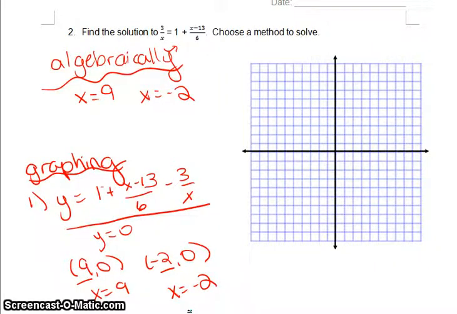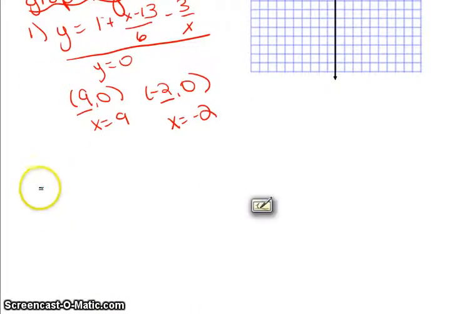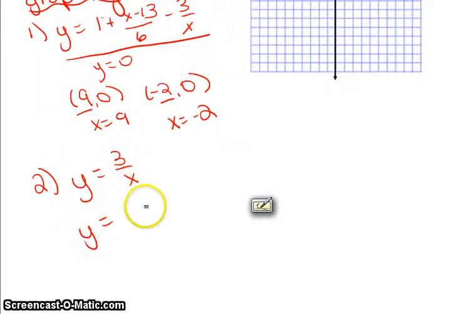For the next, our second option for graphing is when we graph each side independently or individually. So we have y is equal to 3 over x, and y is equal to 1 plus x minus 13 over 6. So you're going to graph each of these and put them onto the same coordinate plane, and you look at where they intersect. So now we're not going to be looking at where y is equal to 0. Now we want to know what points they have in common. So where do they intersect? What points do they have in common? So I'm going to quickly switch over to my graphing calculator, pull up that screen, and we'll look at that solution.